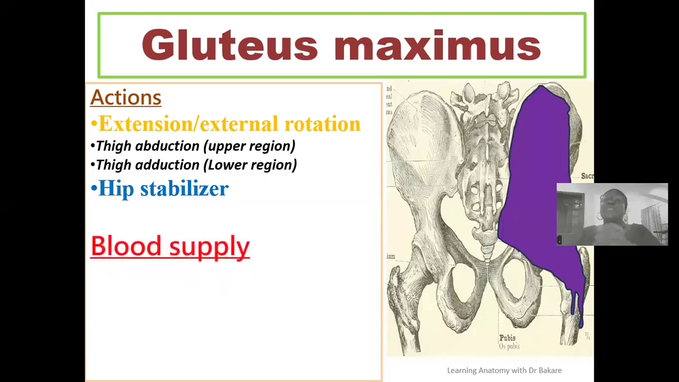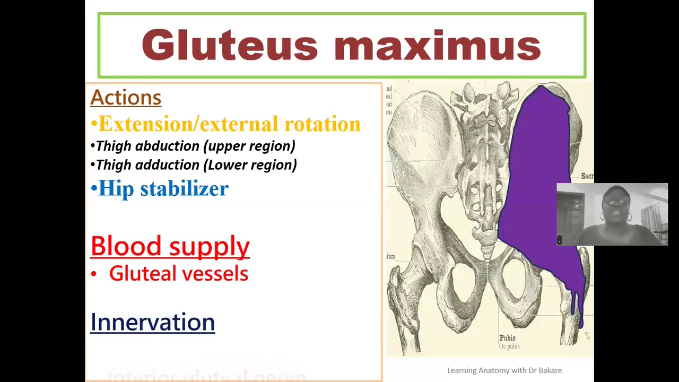Then the blood supply of the gluteus maximus is by the superior and the inferior gluteal arteries. The superior gluteal artery is an emergence from the posterior trunk of the internal iliac artery, while the inferior gluteal artery is an emergence from the anterior trunk of the internal iliac artery. Both gluteal arteries are emergences from the internal iliac artery. And these two arteries provide supply for the gluteus maximus, while the innervation of the gluteus maximus is by the inferior gluteal nerve. And the inferior gluteal nerve is an emergence from the sacral plexus.